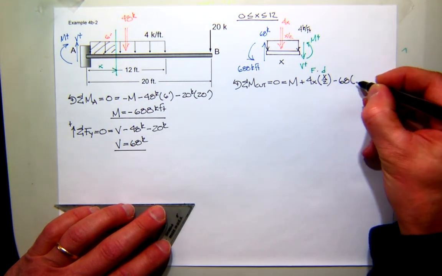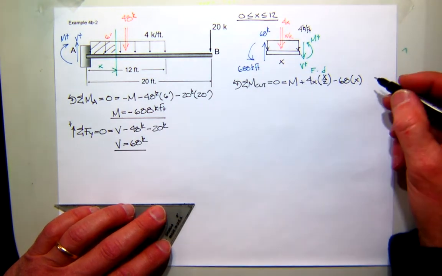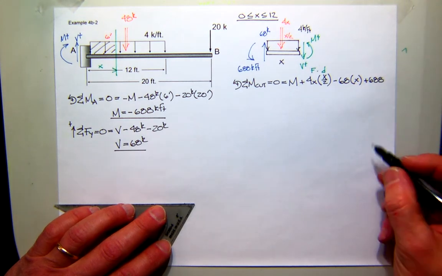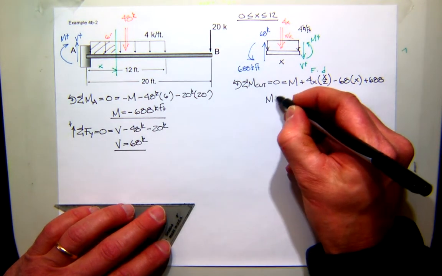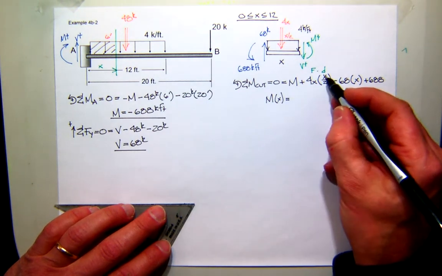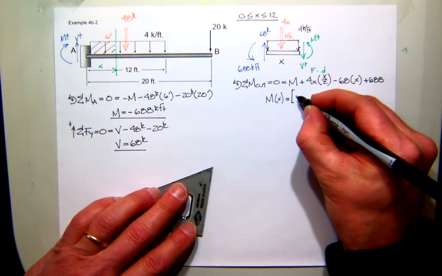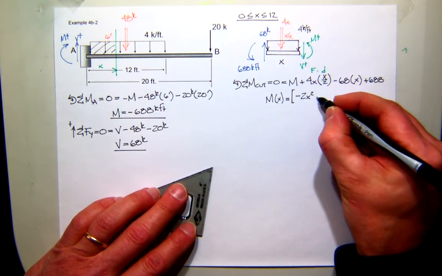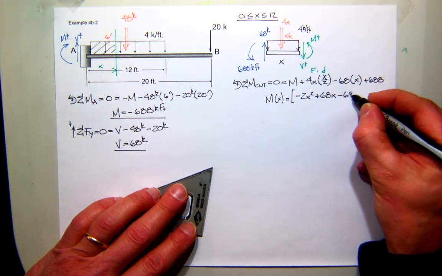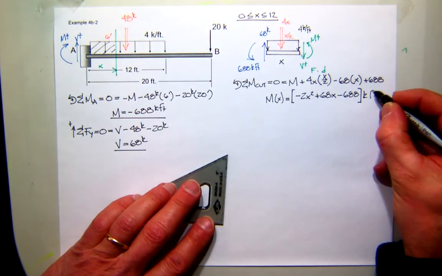Then I got 68 is creating negative moment. And what's its moment arm? x. And then I have this moment here at the end. That's positive. So I just solve for the moment. It will be a function of x. So what do I get here? I get a bracket here so I can put my units on the end: minus 2x squared plus 68x minus 688. And all those terms should give me kip-feet.